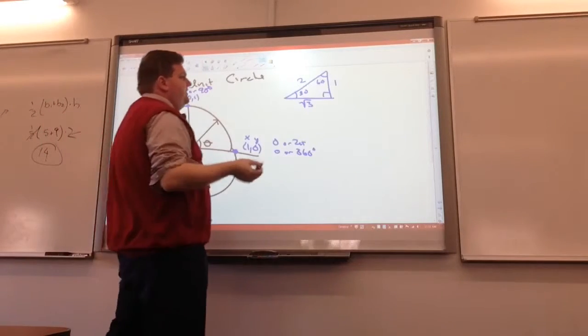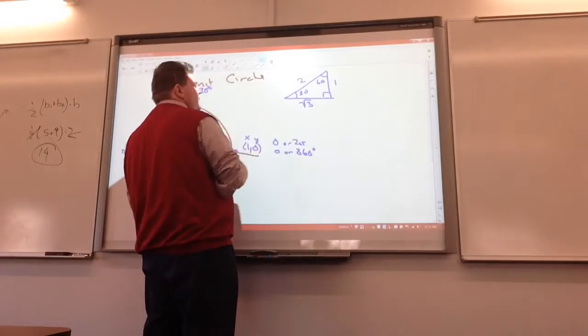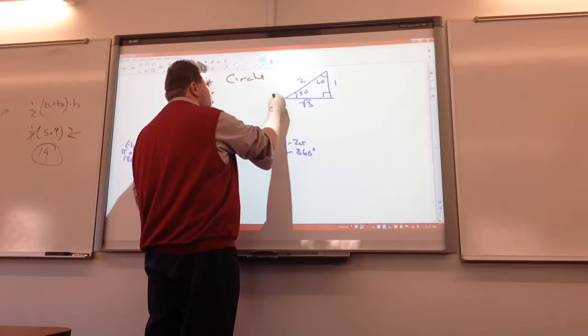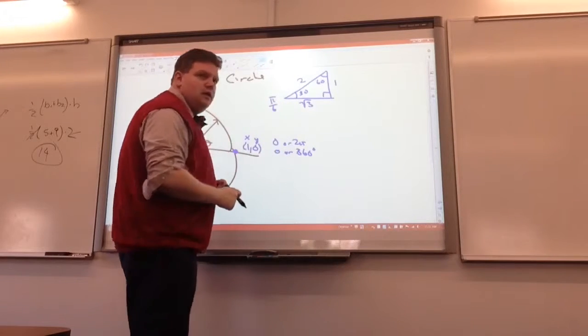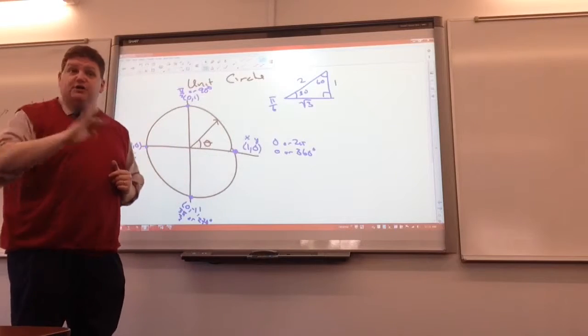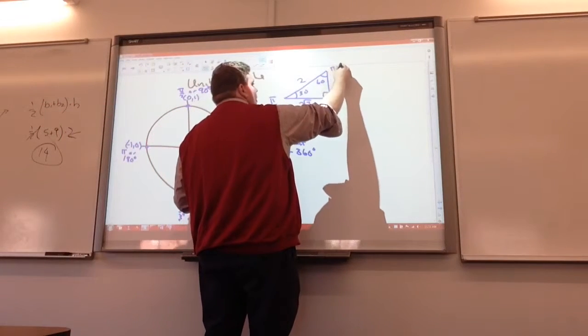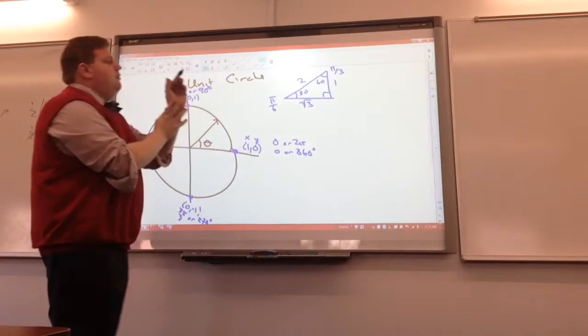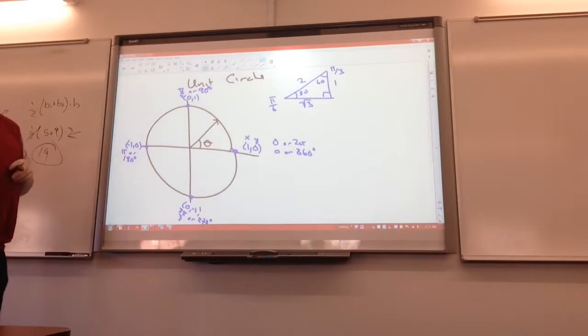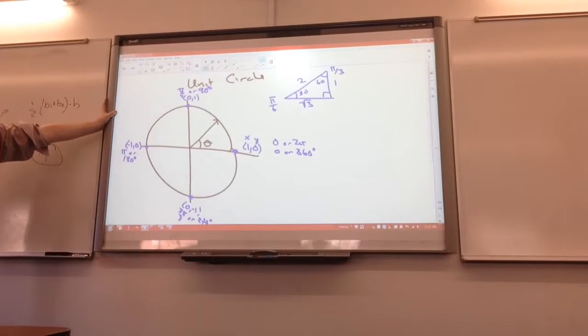If I was to do this in radians, this angle here, the one that's 30, would be pi over 6. Pi over 6 and 30 are the same measure. The one that's 60 is pi over 3. Now, the thing though is, with this 30, 60, 90 triangle, the hypotenuse is what?